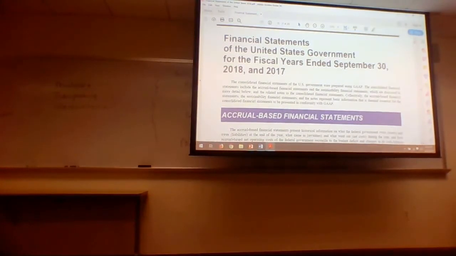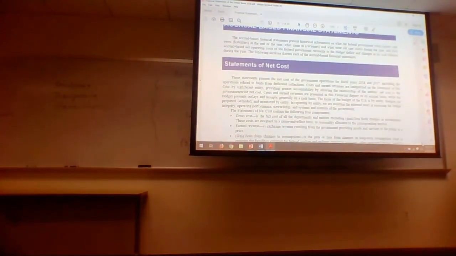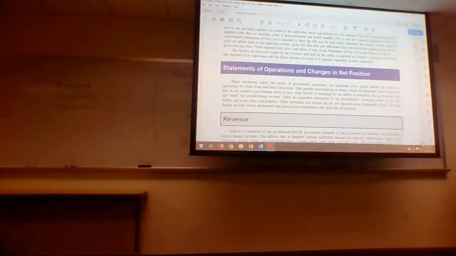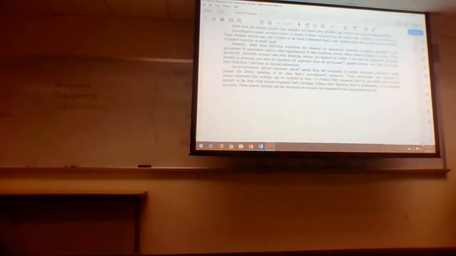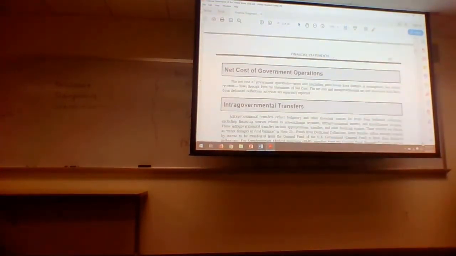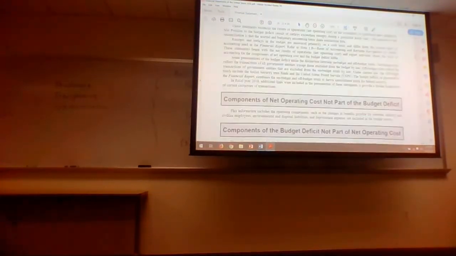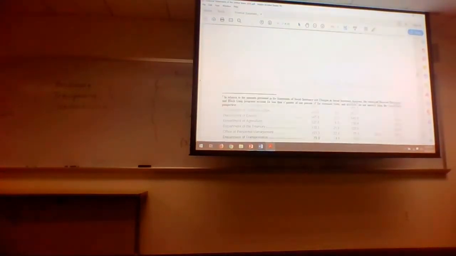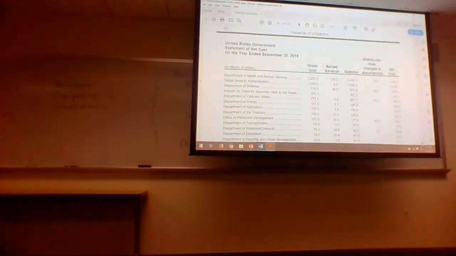Okay, so they talk about all the things that we mentioned, like what is a statement of net cost? Okay, which we talked about. What is a statement of operations and changes in net position? We'll see. All right, let's take a look at the financial statements. I'm very curious to see. Okay, look at this. Statement of net cost.